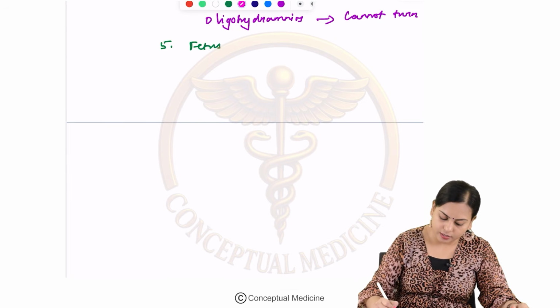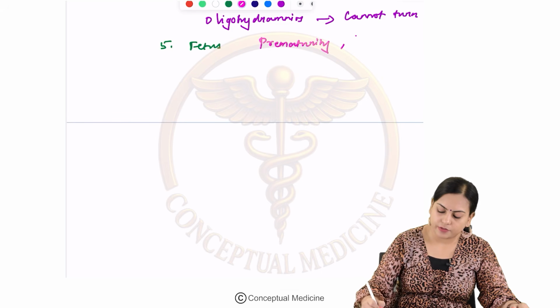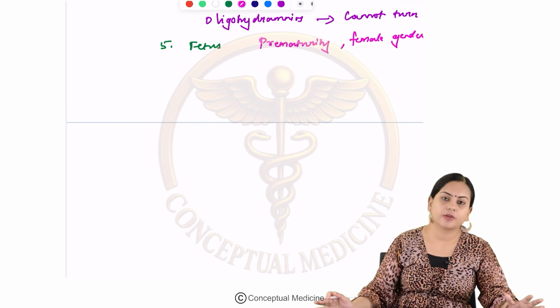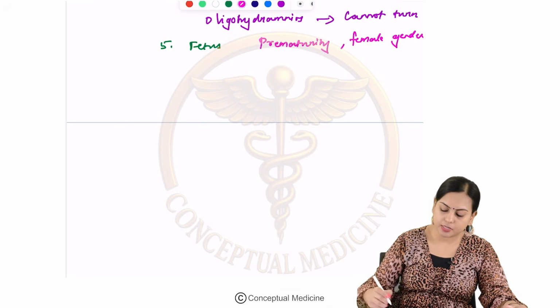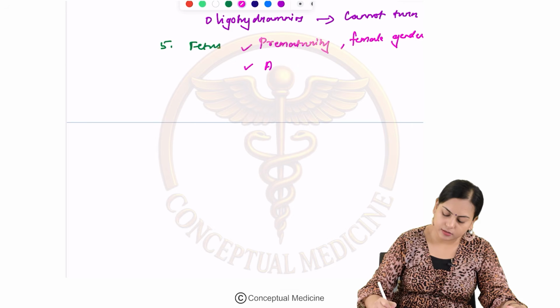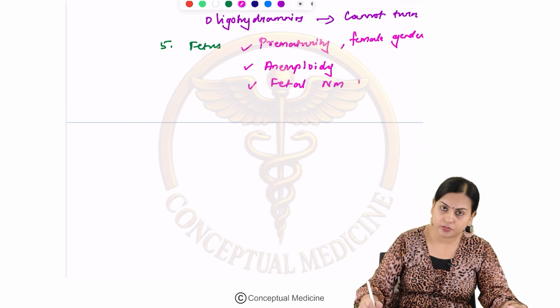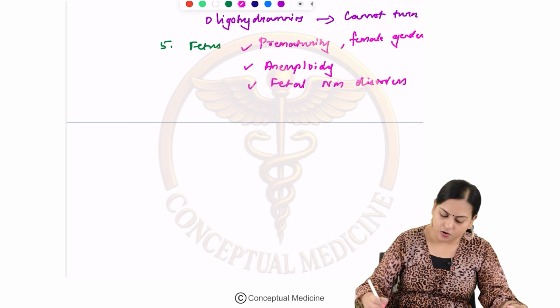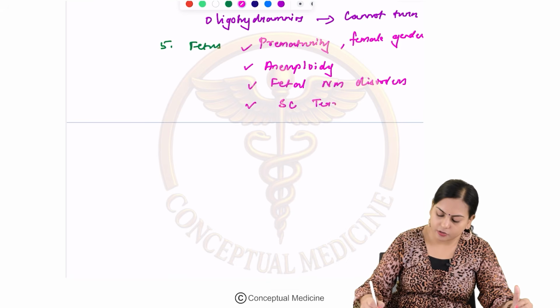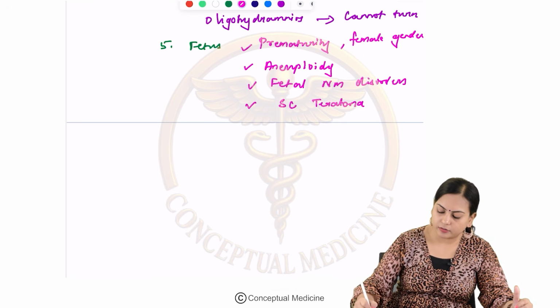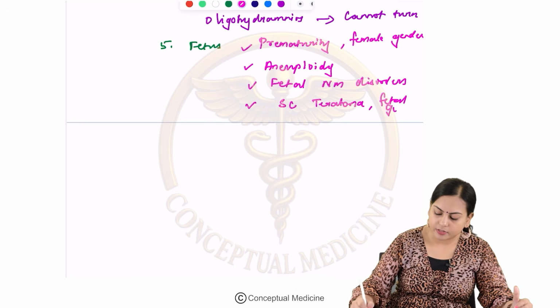Then we will see the factors from the fetus that cause breech presentation. They include prematurity; female gender has more breech presentation when compared to male gender babies; aneuploidy; fetal neuromuscular disorders; or any other anomalies like sacrococcygeal teratoma or fetal goiter, etc.